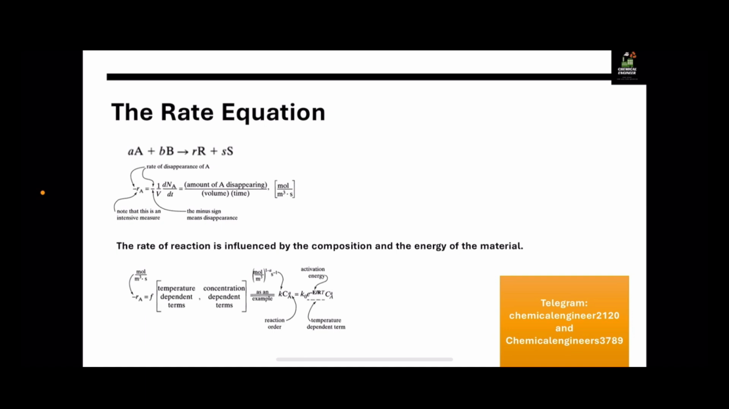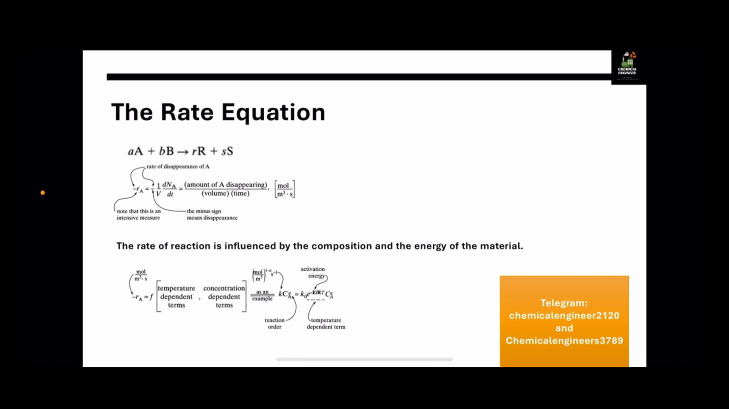So what is rate? Rate is the disappearance or appearance. The disappearance is with respect to reactant, and appearance is with respect to product. So disappearance or appearance with respect to time. Is that clear now? Okay, then rate we know is disappearance. So disappearance means a reactant. Here the reactant is A, capital A.